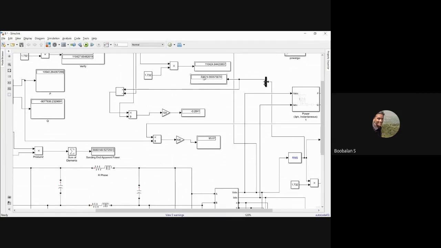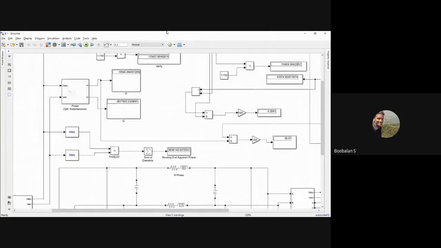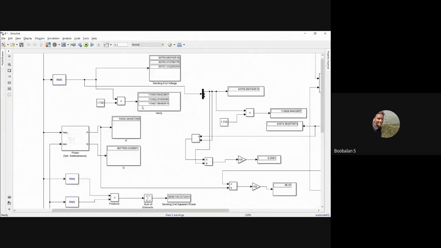So the phase voltage, I take only one, 63.5 kV. Having taken that, I'm going to subtract it with respect to my sending end, that is here. So I'm going to use the sending end over here. The same procedure, after VABC, I'm taking RMS and demultiplexer. This is what my sending end minus receiving end, divided by sending end, into 100. This is what my voltage regulation is. This will give you voltage regulation, right? So minus 0.28 is now coming, right?